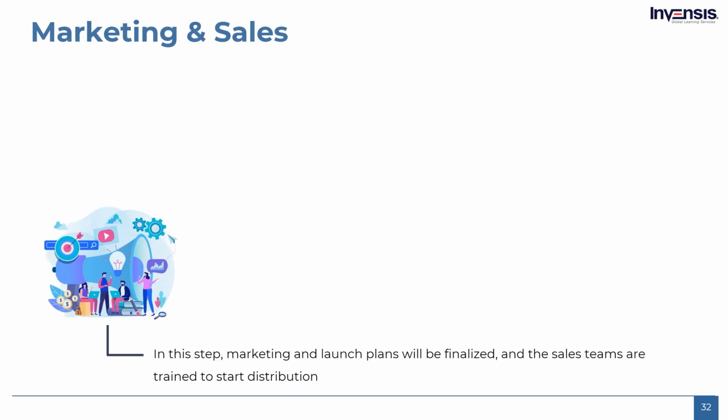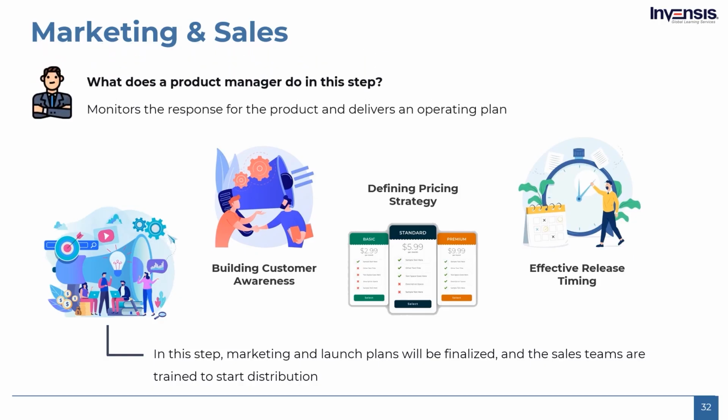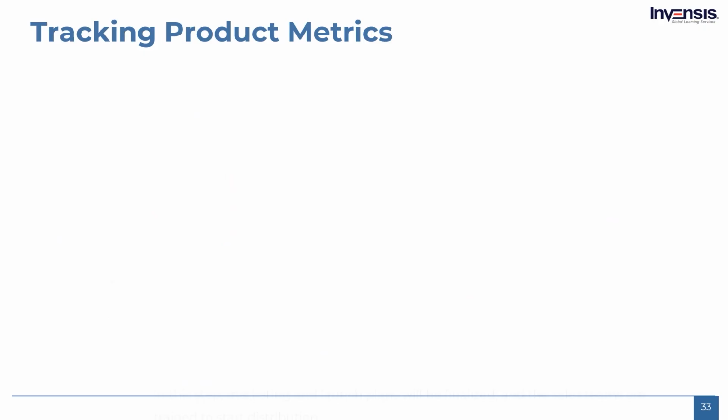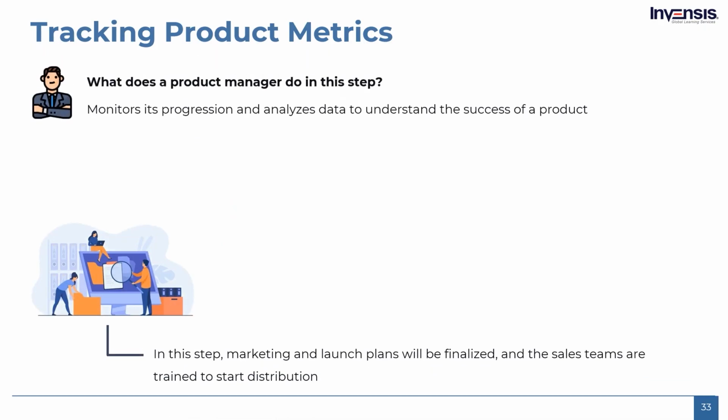There are three important aspects of a successful product launch: building customer awareness, defining pricing strategy, and choosing the most effective release timing. Through the whole process, the product manager monitors the response to the product and delivers an operating plan, which aims to track the growth of a product in the market. The last step is tracking product metrics. In this step, after the product launch, the product manager monitors its progression and analyzes data to understand the success of a product. These metrics can be organized into several main groups.